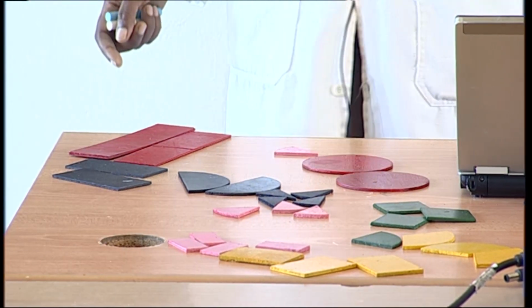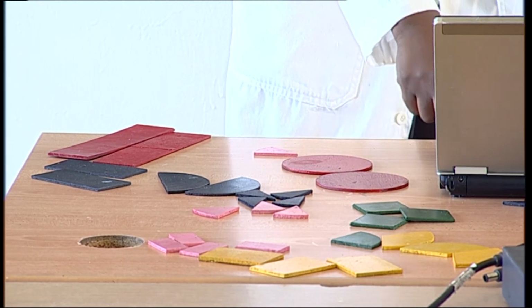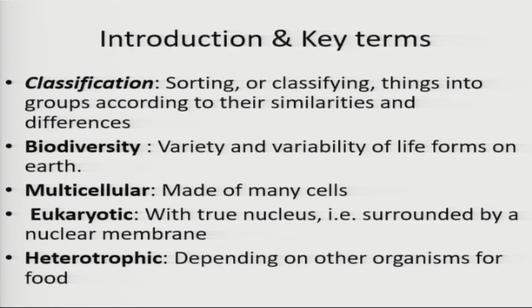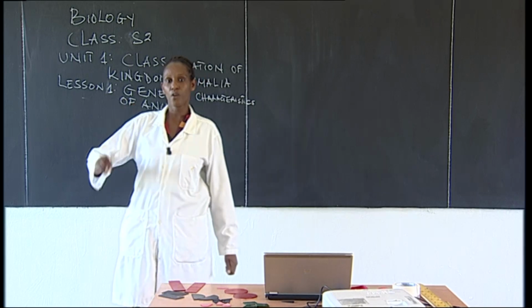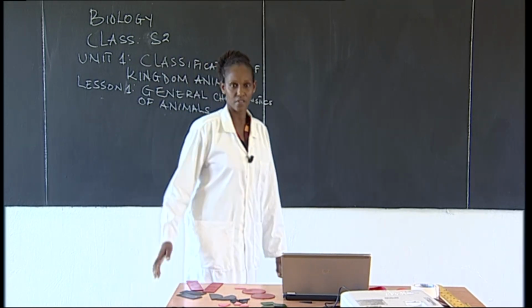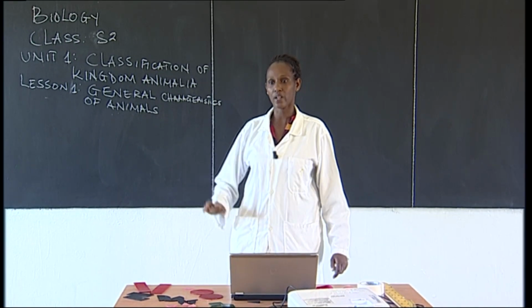As I said earlier, the picture we saw shows biodiversity. Biodiversity is the variety of different kinds of life, or forms of life, on Earth. We are going to meet another word, multicellular. Multicellular means many cells. Eukaryotes means true cells. And heterotrophic refers to organisms that feed on other organisms for their survival. Heterotrophs don't make their own food. They just feed on already made food.